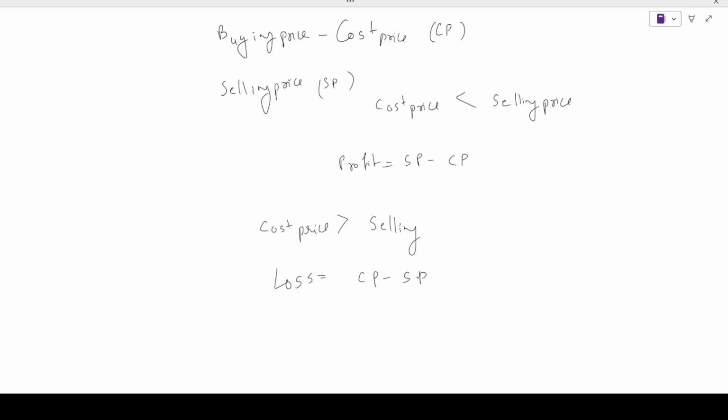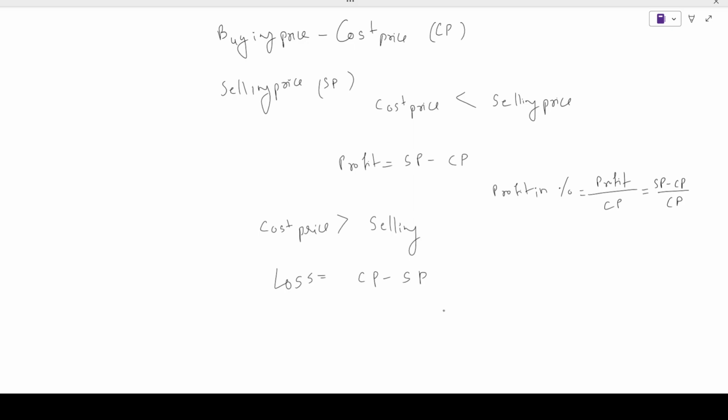And if we are asked how much percent profit or how much percent loss has occurred, that can be calculated as follows. Remember, this percent is always compared with respect to the cost price, that is CP. Profit percent is profit upon CP, where profit is selling price minus cost price, divided by cost price. This will give us the profit in percent.